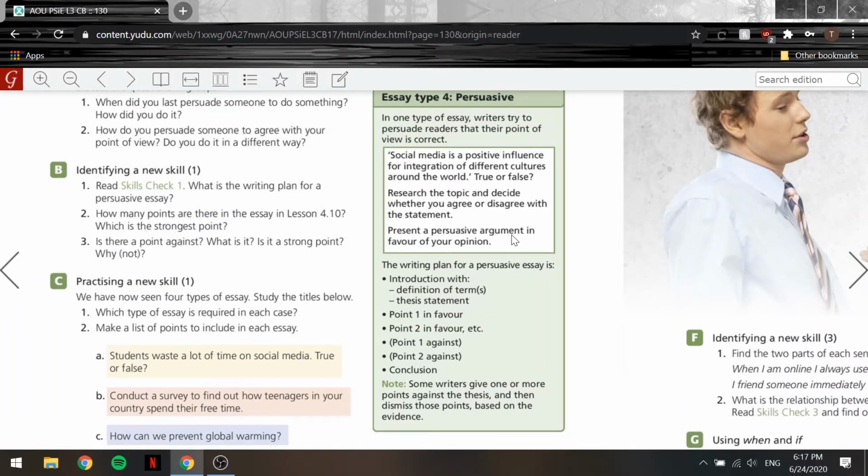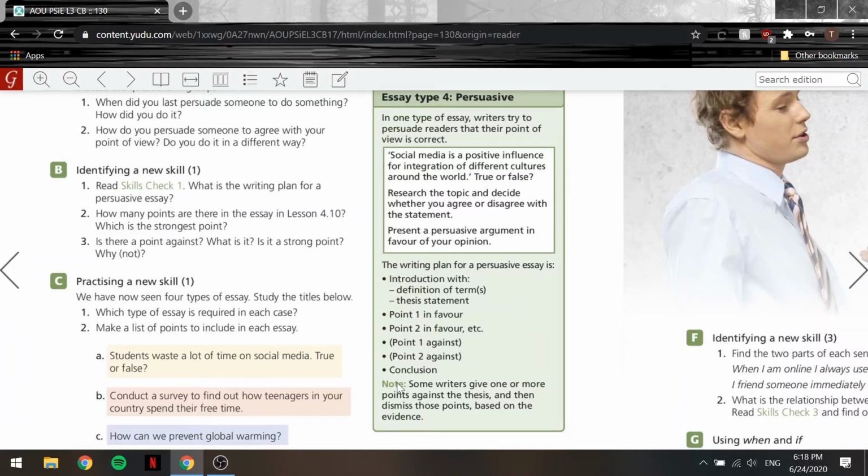So the writing plan for a persuasive essay is real simple. You're going to start with an introduction. Also, give a definition of the term that you're talking about. So if we're talking about social media here, give a simple definition of what social media is. And then give your thesis statement. Then state 2 points in favor as to why you think your opinion or your point of view is correct. Also add facts, and why it is not so good. So you have points 1 and 2 as well for against. And then don't forget to give a conclusion.